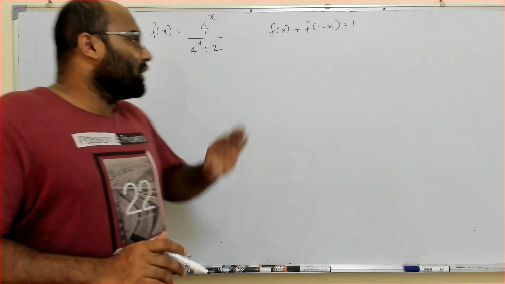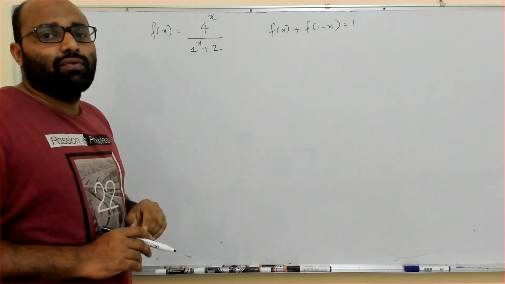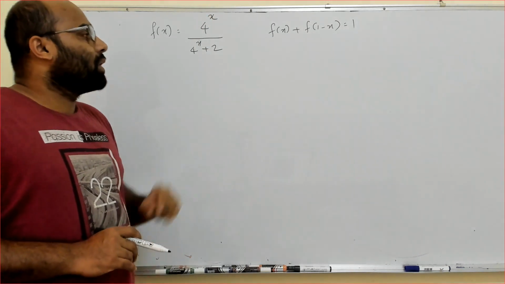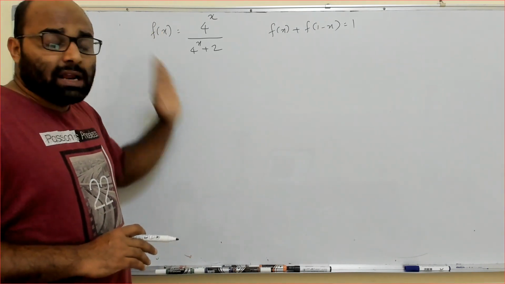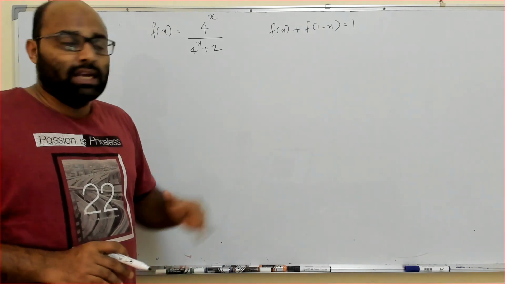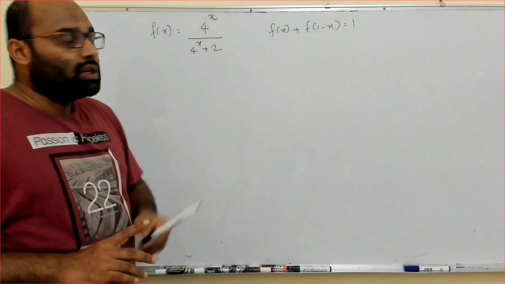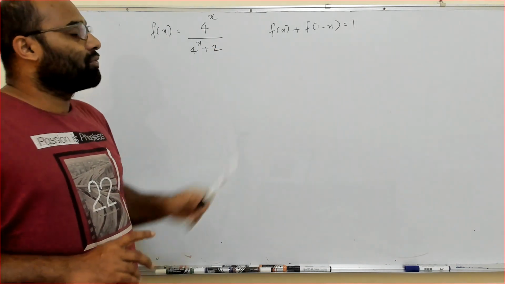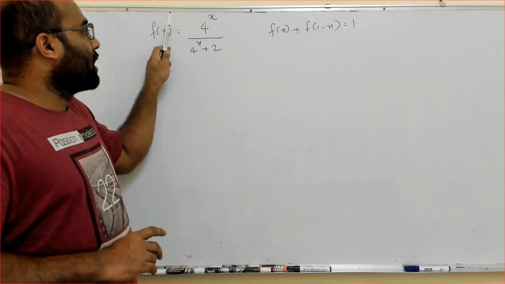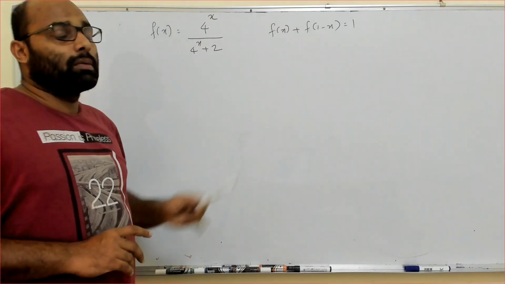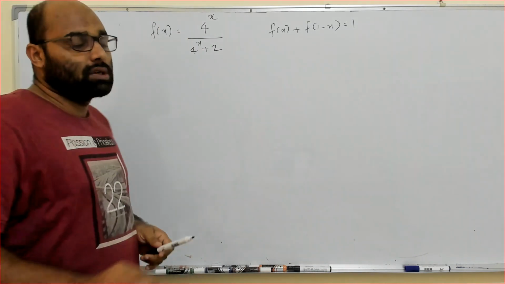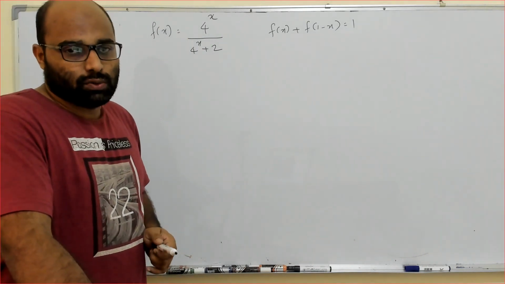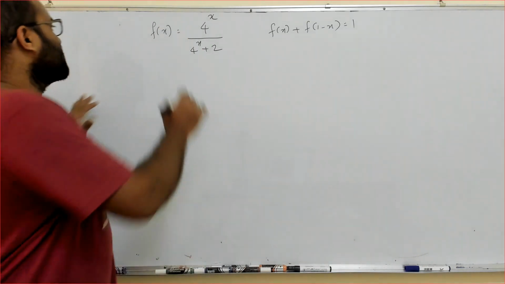So, f of x, if it is this one, what is f of 1? 4 raised to 1 by 4 raised to 1 plus 2. Wherever we replace x by something, it will be replaced everywhere as well. So f of 1 will be 4 raised to 1 by 4 raised to 1 plus 2. F of marker equals 4 raised to marker by 4 raised to marker plus 2. F of duster equals 4 raised to duster by 4 raised to duster plus 2. So anyway, this is already given.